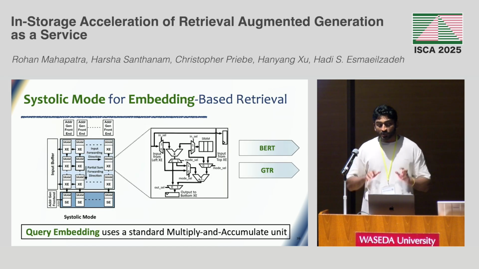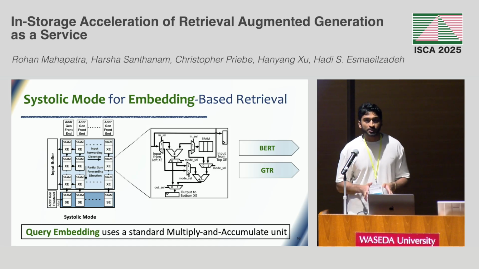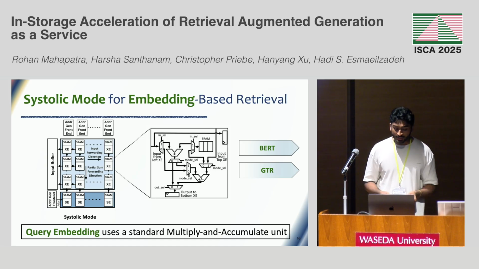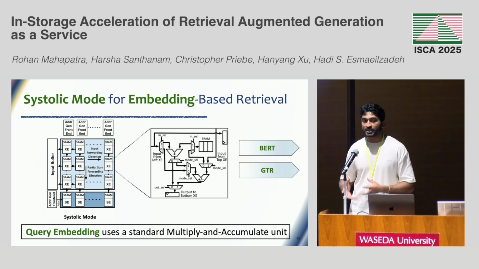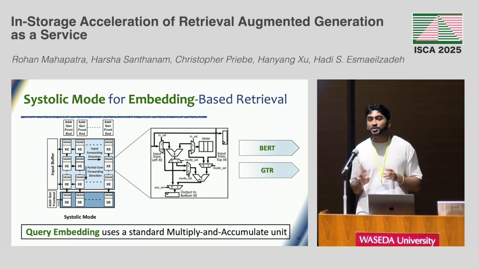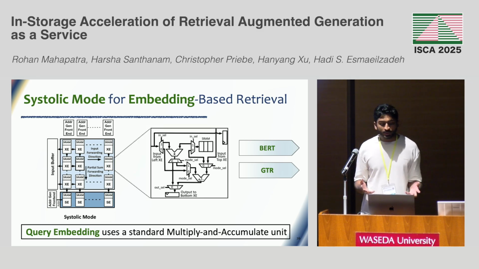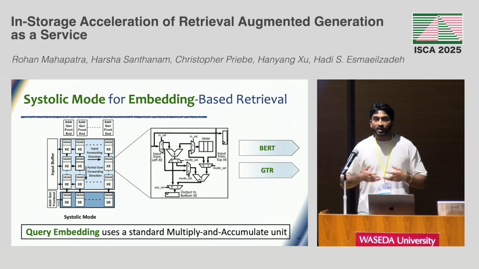Now, systolic mode is mainly used for embedding-based retrieval, specifically for the query embedding phase. Here we take the same PE microarchitecture and reconfigure it to just be a multiply and accumulate unit. And by doing so, we can support embedding models like BERT and GTR.